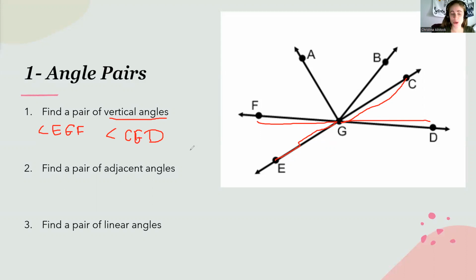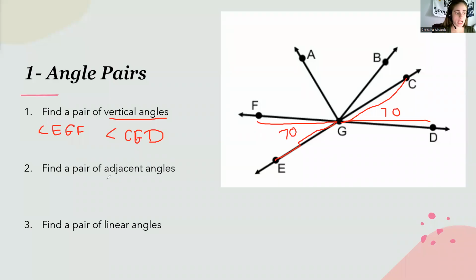Just as a little extra bonus, remember with those vertical angles, they are congruent, and congruent is another word for equal. So let's just say that our first angle was 70 degrees, then our second angle that is vertical to it would also be 70 degrees. They are congruent, they are equal.